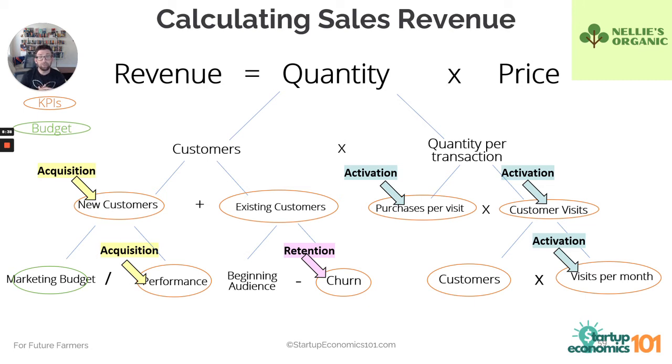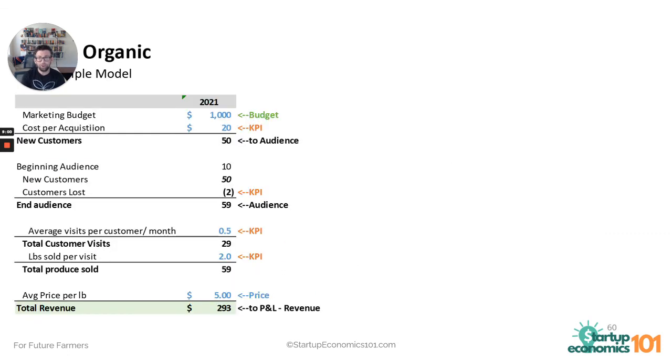Our retention is their churn. Our activation is how successful we are at having a customer convert once they come to our store or our farm stand. And how often they come back is more activation.